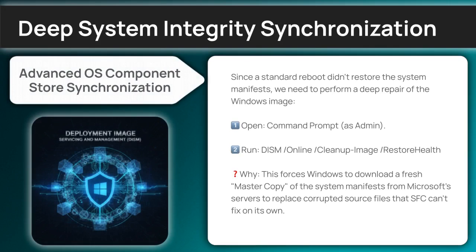Since a standard reboot didn't restore the system manifests, we need to perform a deep repair of the Windows image. First, open Command Prompt as admin. Second, you're going to type dism /online /cleanup-image /restorehealth, then hit enter.